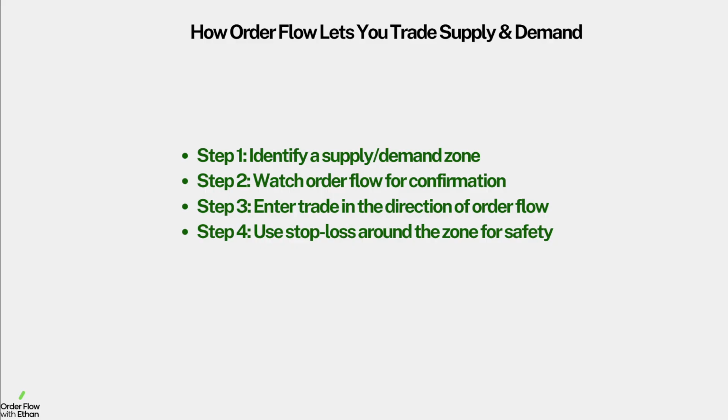How do you do it? Go back to levels where we had a big stacked imbalance, for example, and the market did what it was supposed to do. For example, if you had a buying stacked imbalance, we expect the market to go up. If you had a selling stacked imbalance, we expect the market to go down. So you identify that zone.